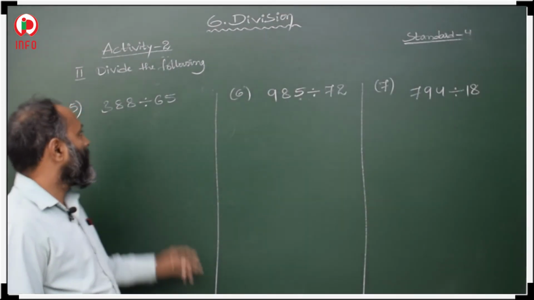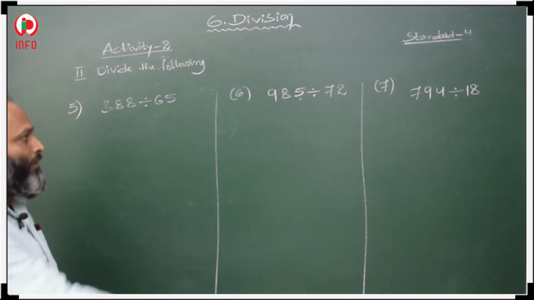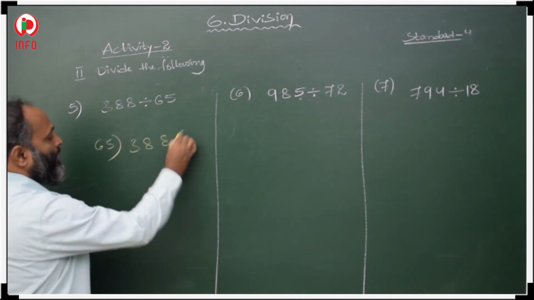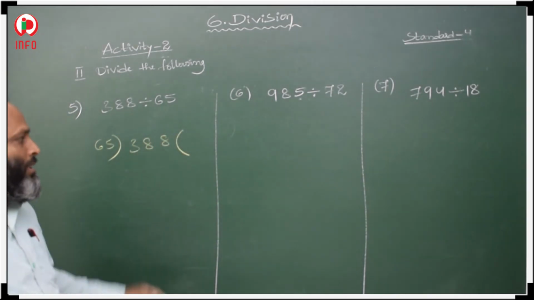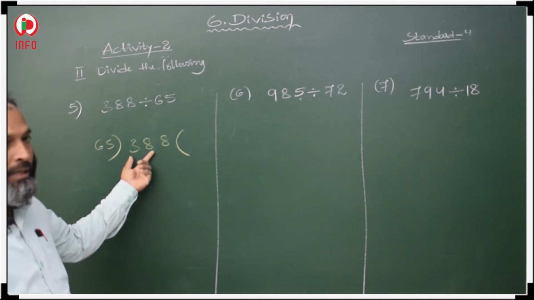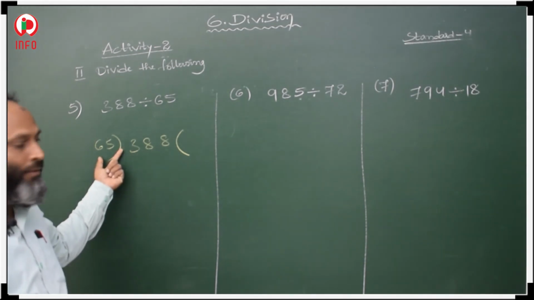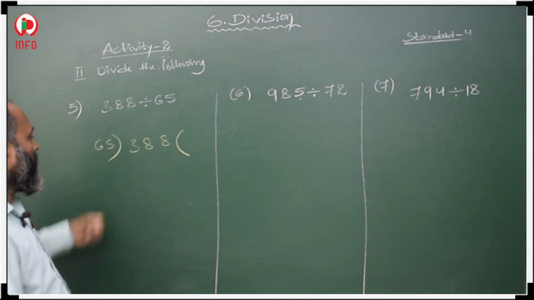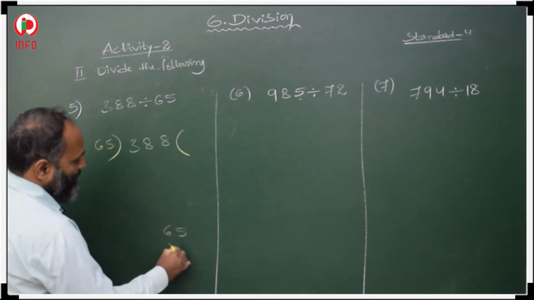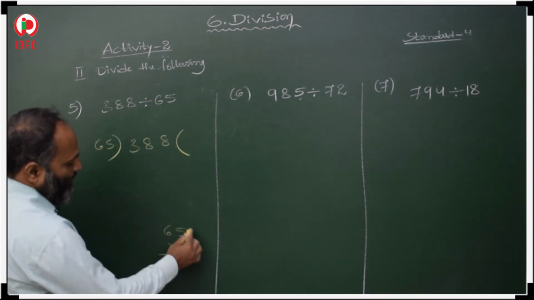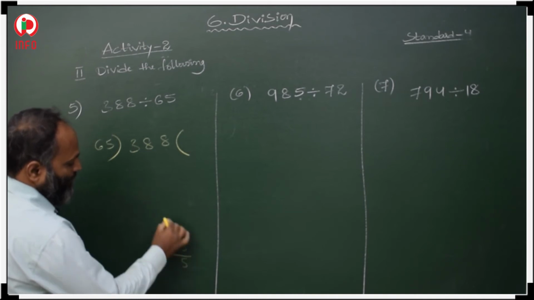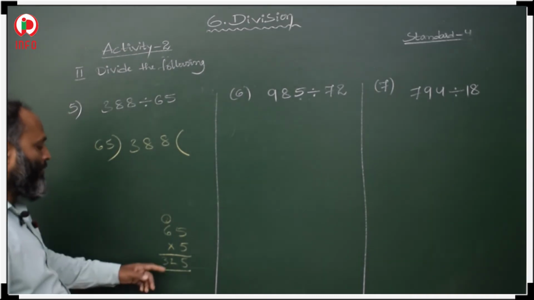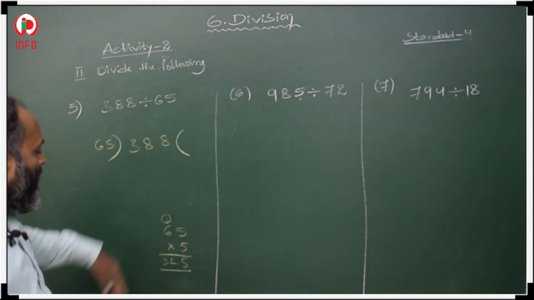Now see here students, 388 divided by 65. 65 divides 388. Now, we have to take 2 digits here, 38. 38 is less than 65. Then we have to take 3 digits at a time. Then we have to check in the 65 table. 65 5s are how much? First you check. 5 5s are 25, 2. 5 6s are 30, 30 plus 2, 32. 325 is near to 388.